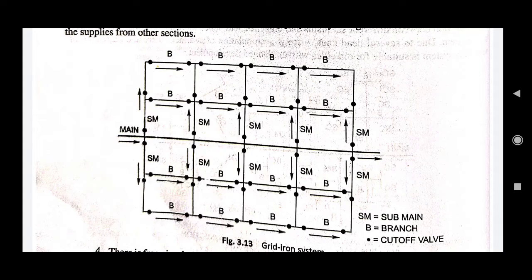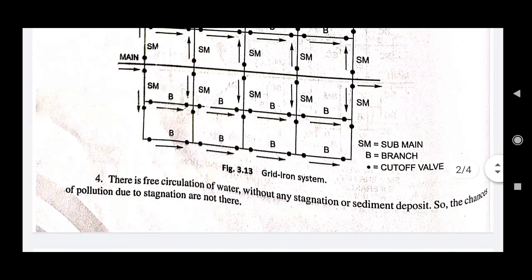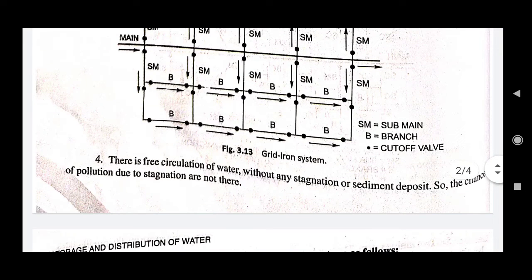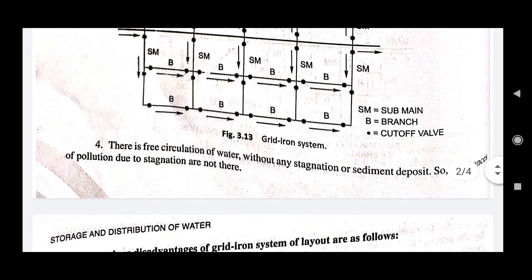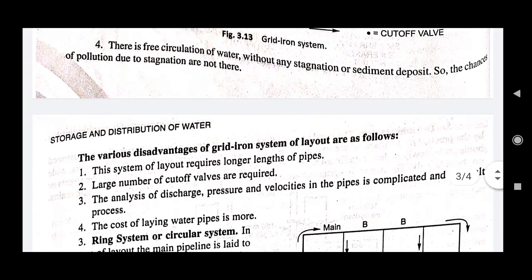So this system provides a better amount of water for firefighting purposes, and during the repair process the system is not affected in entirety, right? Free circulation of water without stagnation is also possible. So the pollution due to stagnation is not there. So this is a better system, but still it has a few flaws.